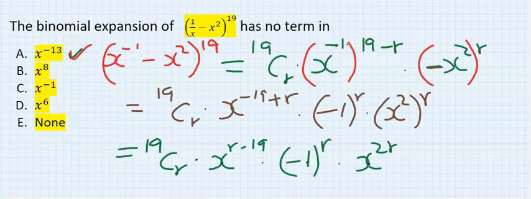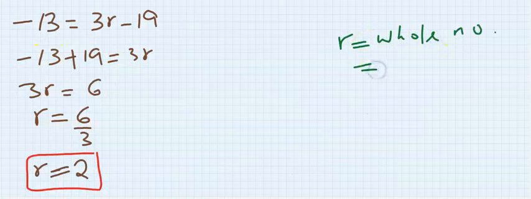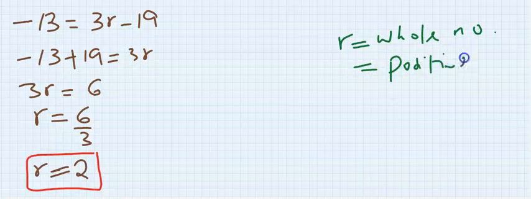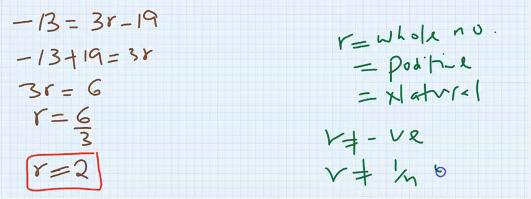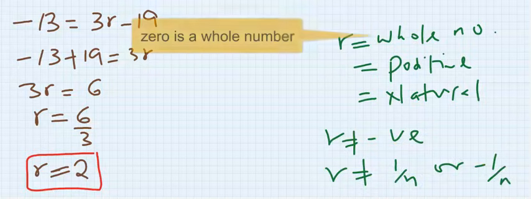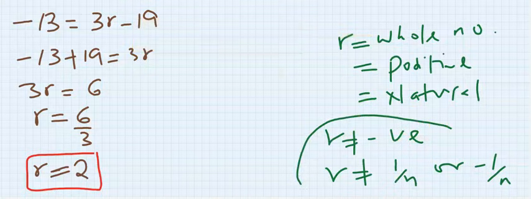We are looking for the option that has no term. r must be a whole number, or I can say r must be a positive integer, or r must be a natural number. r must not be negative, and r must not be a fraction or a negative fraction. Once you get any of these, then it has no term.